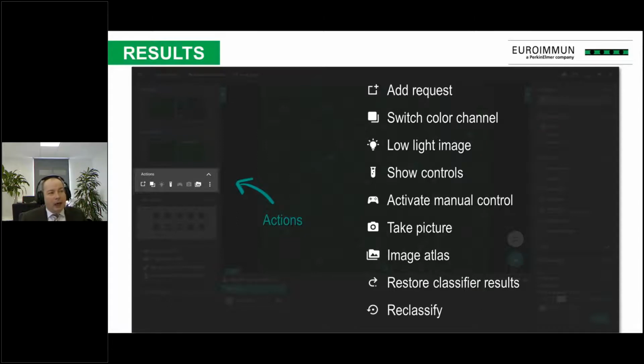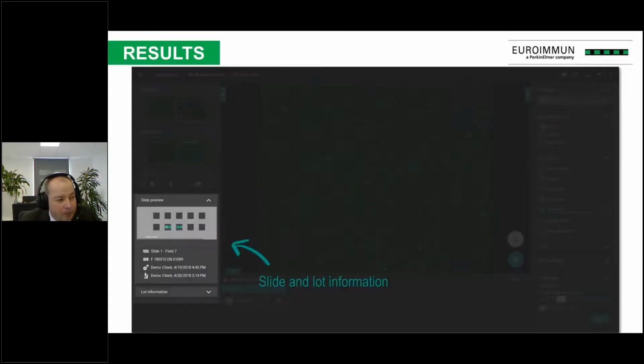For example, you can add some requests, switch color channel, show the low light image, show the controls, activate manual controls, take a picture, go to the image atlas and compare the image atlas with current images, restore classify results, or also, if necessary, reclassify. Here you see the slide and lot information, but also the position of the samples on the slide.